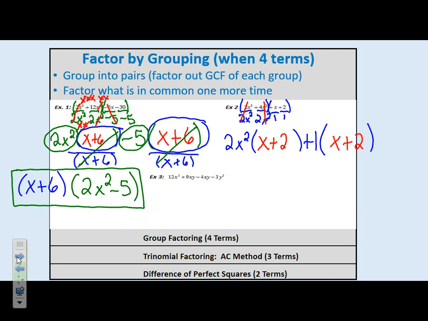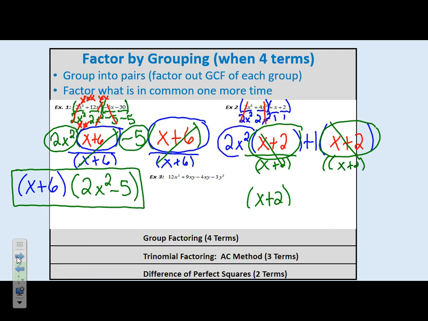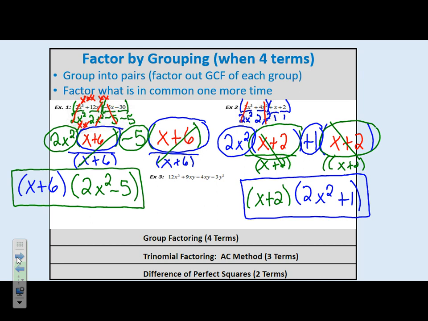Now I'm going to do the same thing. What do they have in common? Well, in this one they have an x plus 2 and an x plus 2. So if I take out x plus 2, so that's going to be written out in front. So I have x plus 2. Those cancel out. What's left over? So we're going to write over what's left over. In this case, we're going to have 2x squared plus 1. And this is going to be my factored answer, ladies and gentlemen.